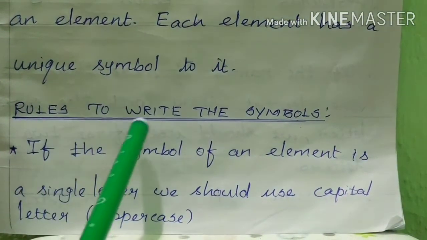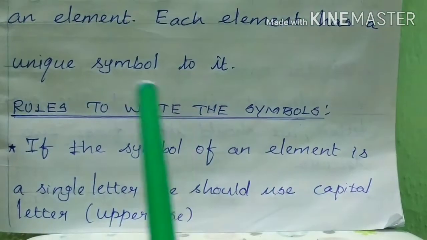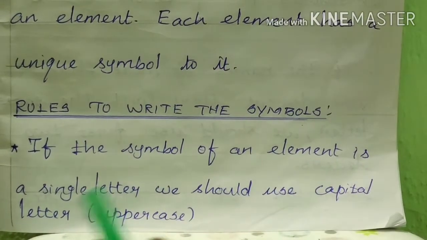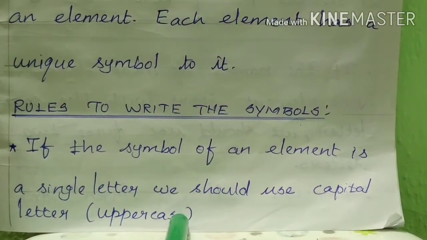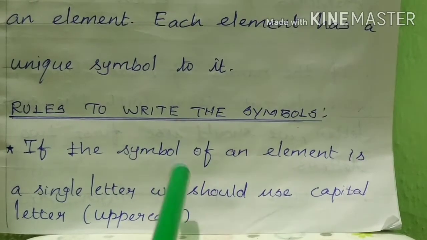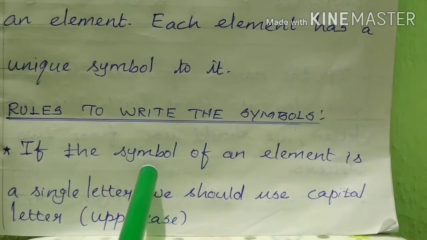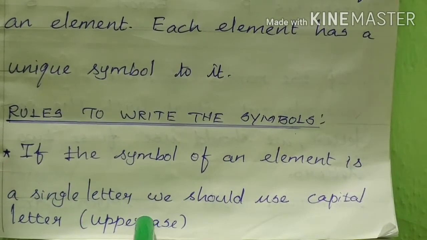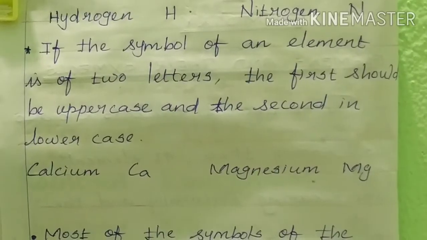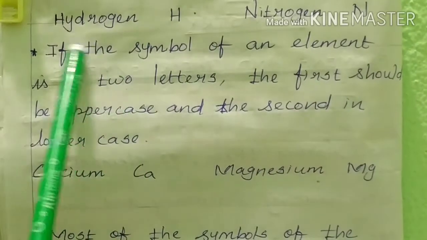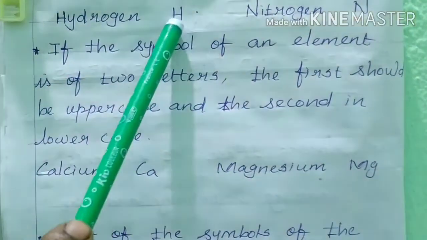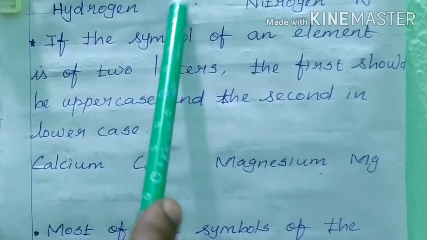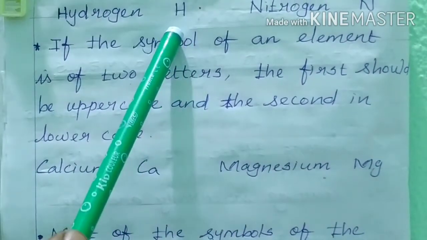We are going to see the rules for writing the symbols of elements. The first rule: if the symbol of an element is a single letter, we should use a capital letter, that is uppercase. That single letter should be a capital letter of the English alphabet. Shall we see two examples for this rule? The symbol of hydrogen is H, that is capital H, and the symbol of nitrogen is N. These two symbols have been written in capital letters.